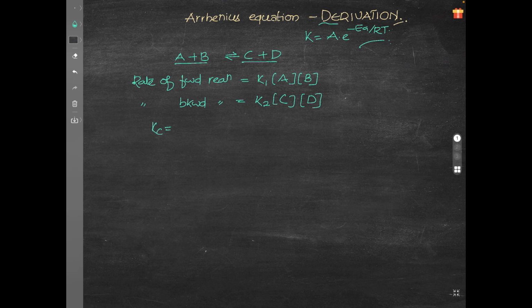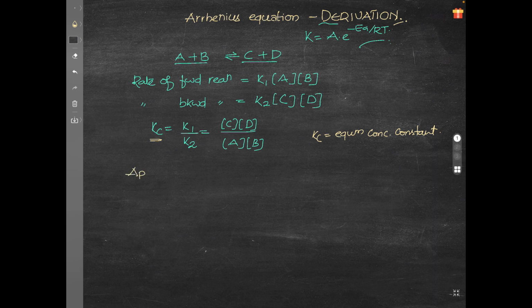Equilibrium constant Kc is equal to k1 by k2, which is equal to concentration of C and D by concentration of A and B. This is all well known to you. Equilibrium constant Kc is equal to k1 by k2, that is concentration of C and D by concentration of A into B. This is all taken from chemical equilibrium, first year.